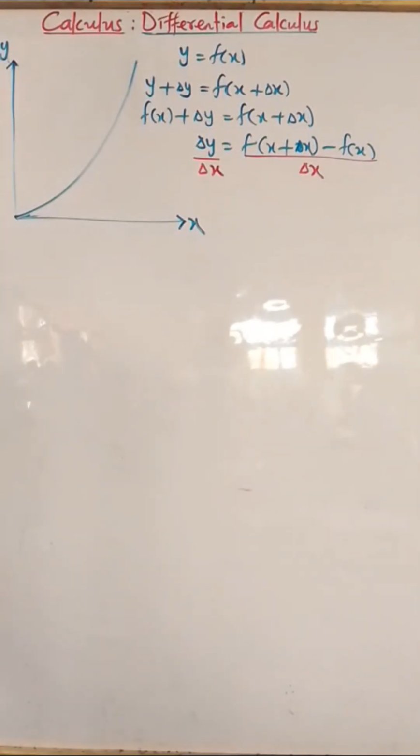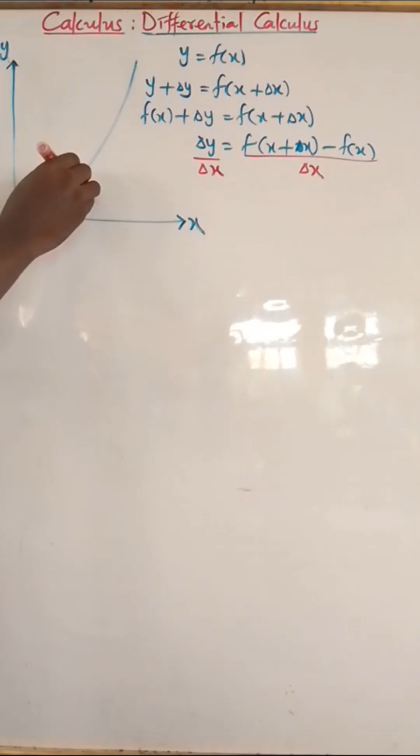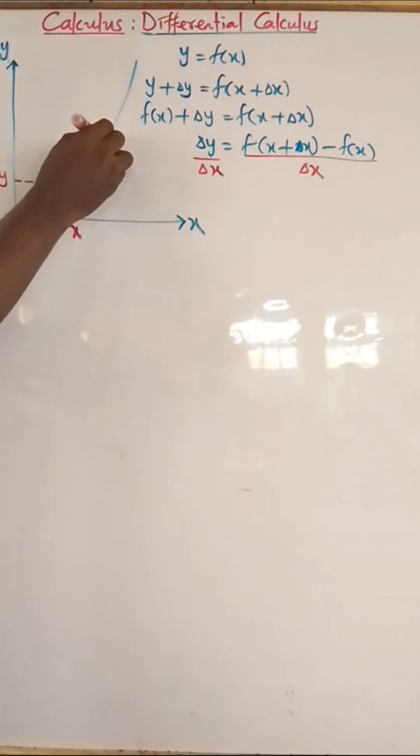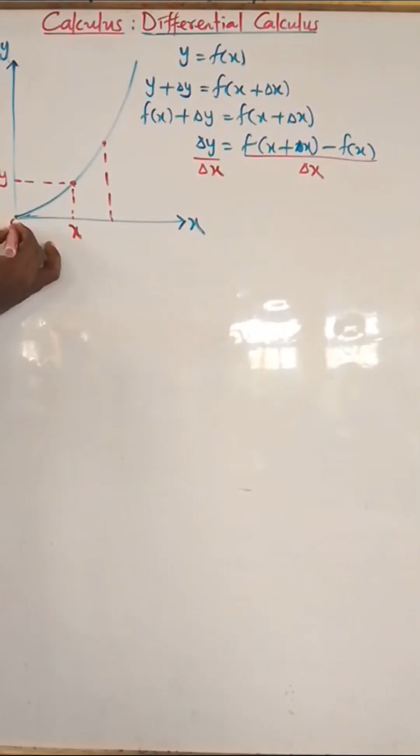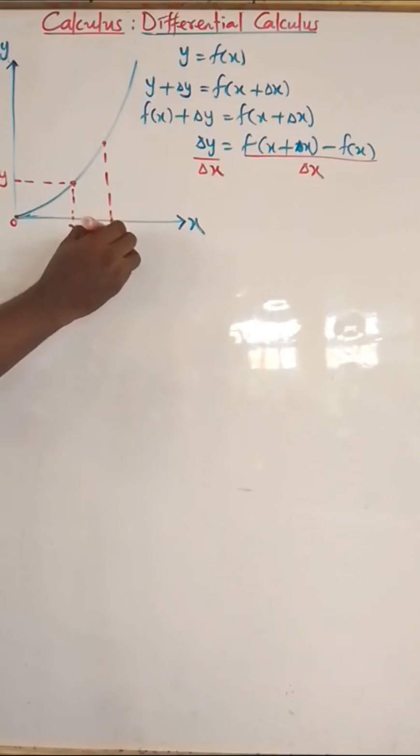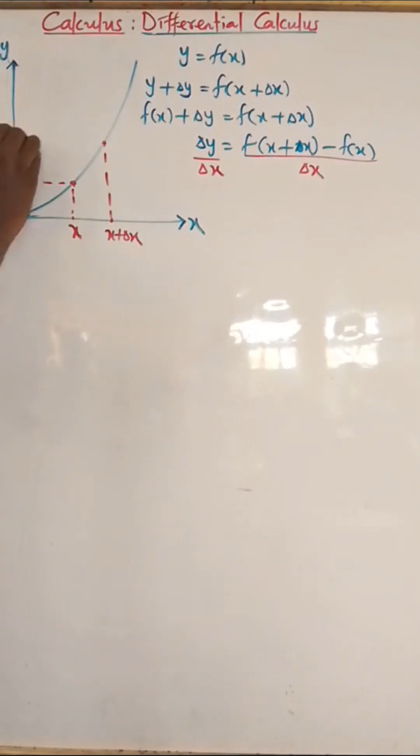But we have a problem here. Let me show you. Suppose we pick an arbitrary point here. This is x, and this is y here. If we add a change to x, maybe this x is 3 for example, and we add 2 to it, then it moves to a new point, let's say here. From the origin, if this is x, we add a little change, then this place becomes x plus change in x. Then this point also becomes y plus change in y.